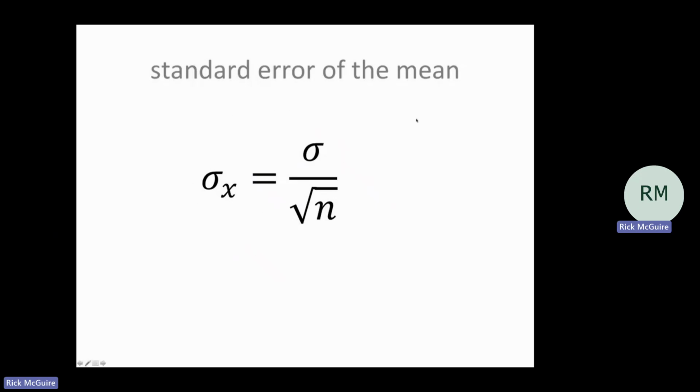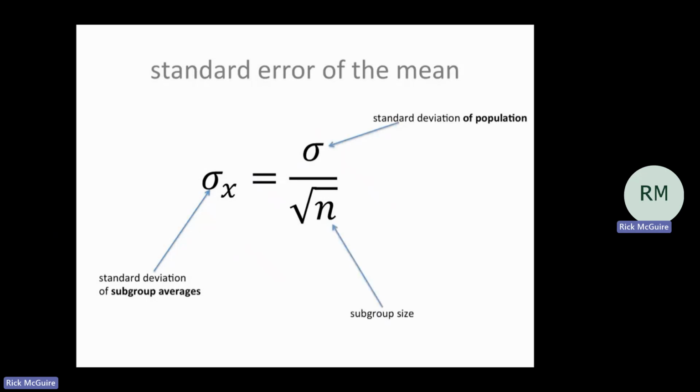This is the standard error of the mean. You've probably heard of it before in your statistics class. The formula for the standard error of the mean is the standard deviation of the subgroup averages, or sigma sub x, is equal to the standard deviation of the population divided by the square root of the subgroup size. This relationship connects the subgroup average standard deviation to the population standard deviation.